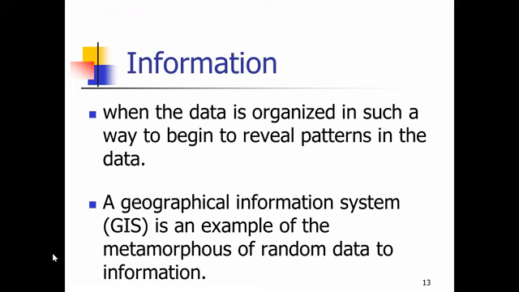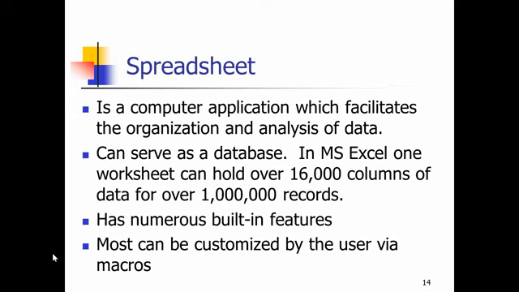Information is when the data is organized in such a way as to begin to reveal patterns in the data. A geographical information system, GIS, is an example of the metamorphosis of random data to information. A spreadsheet is a computer application which facilitates the organization and analysis of data. It can serve as a database. In Microsoft Excel, one worksheet can hold over 16,000 columns of data for over 1 million records.